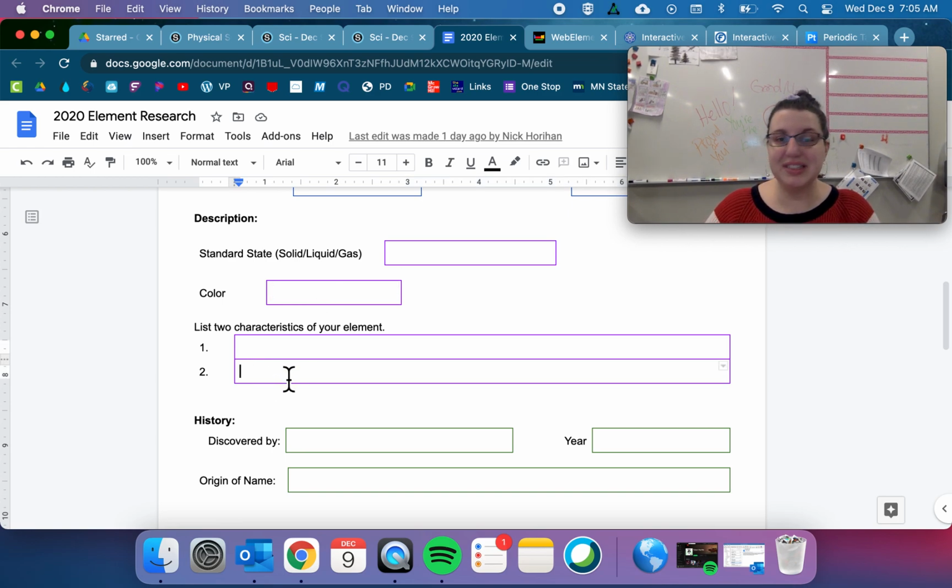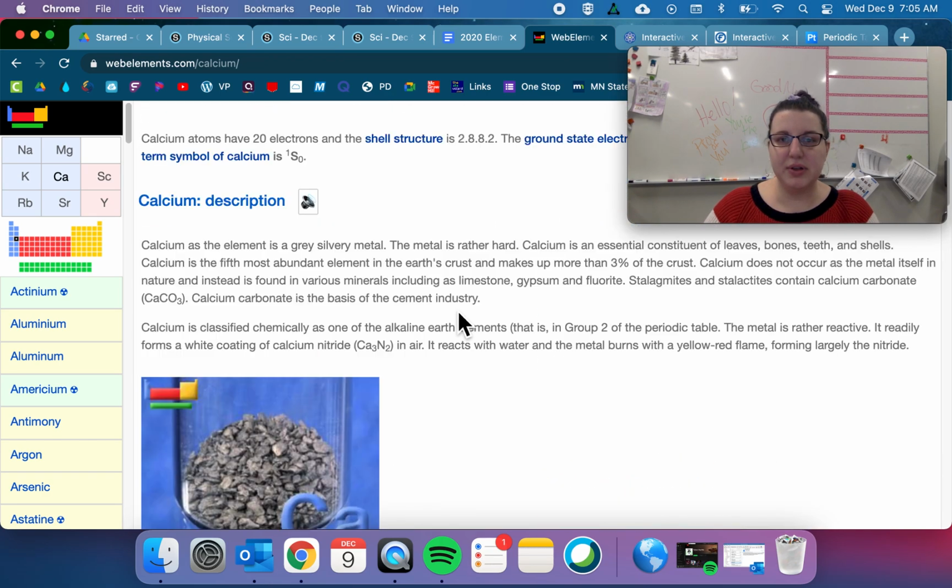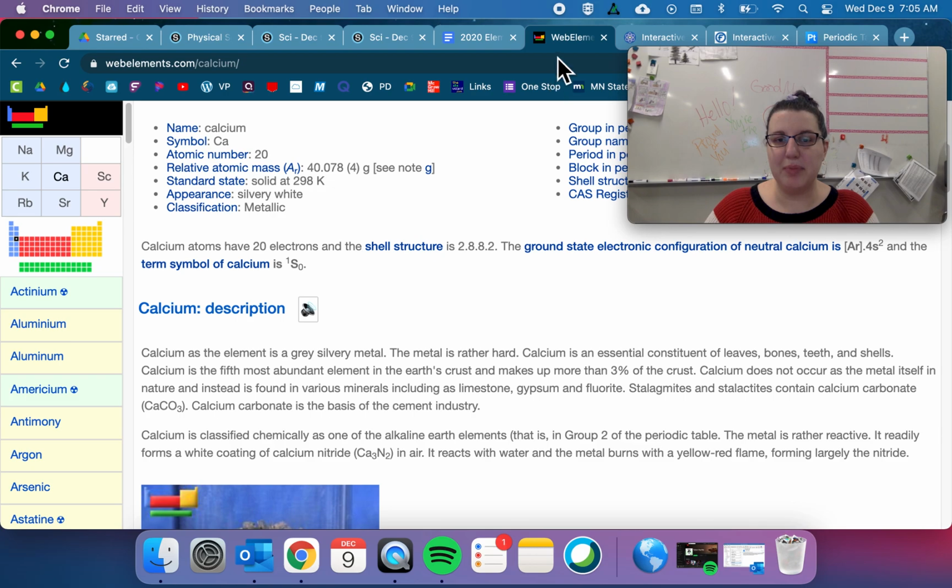Two characteristics of your element. So what are two things about it? Is it really reactive with something? Is it magnetic? Is it not reactive with something? Does it have certain unique properties? So looking in here, characteristics are things that it does. So anything exciting that might happen with it.